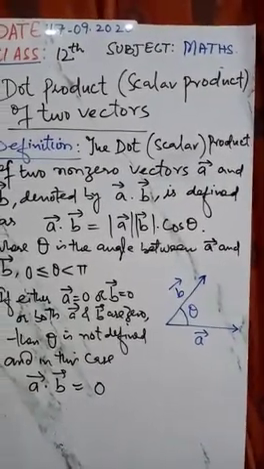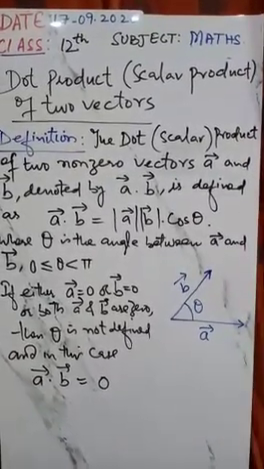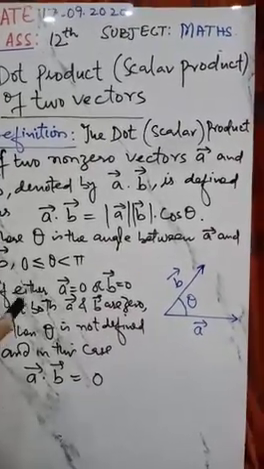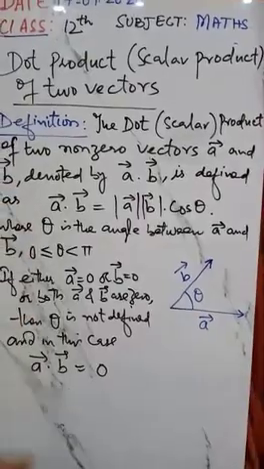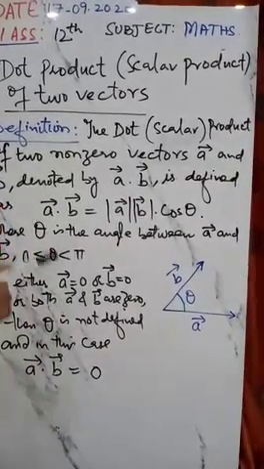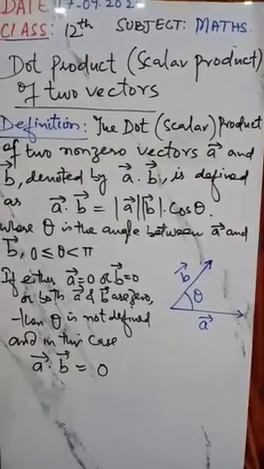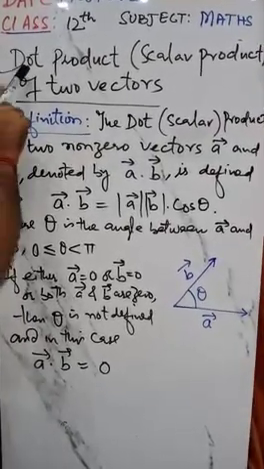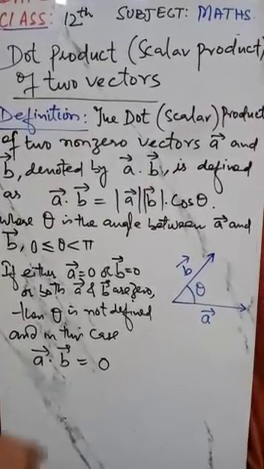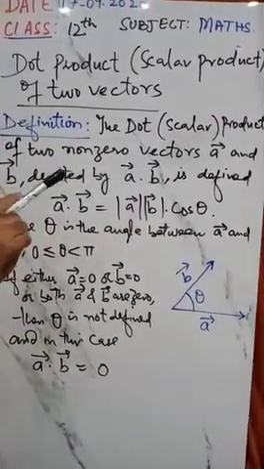In this video, we are going to study a new topic, that is the dot product, or you can say the scalar product of two vectors. Dot product or scalar product. Scalar means there is no question of direction. जिसमें direction नहीं होती, only magnitude, that is called a scalar. So now we are going to discuss the dot product of two vectors. Because it is a scalar, there is no direction at all.